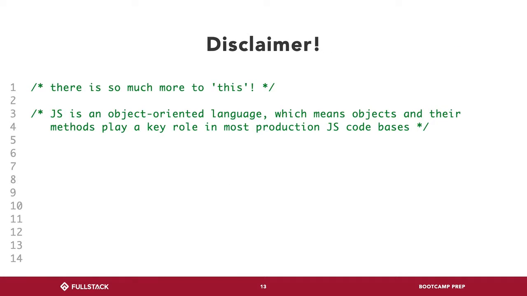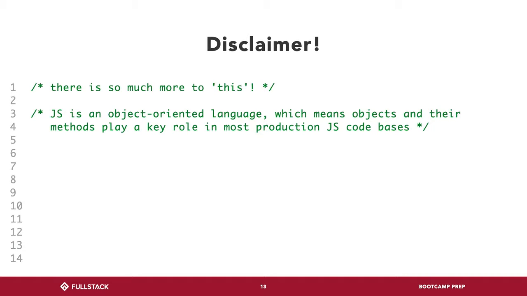So a disclaimer, like I said, there's so much more to this. And like I said before, JavaScript is an object-oriented language, which means objects and their methods play a key role in most production JS code bases. It's just a fact. If you're going to be getting a job where there's a lot of JavaScript, everything is pretty much going to be an object. So objects will be important. But right now, just know that this is a reference to the object it's inside of. That's all you need to know for now.